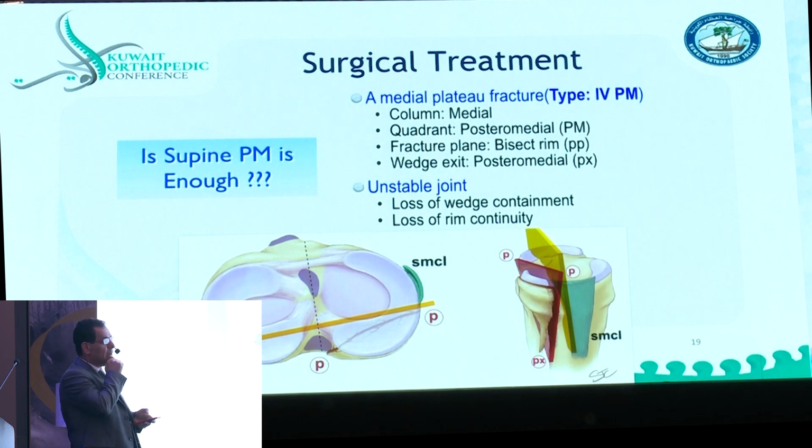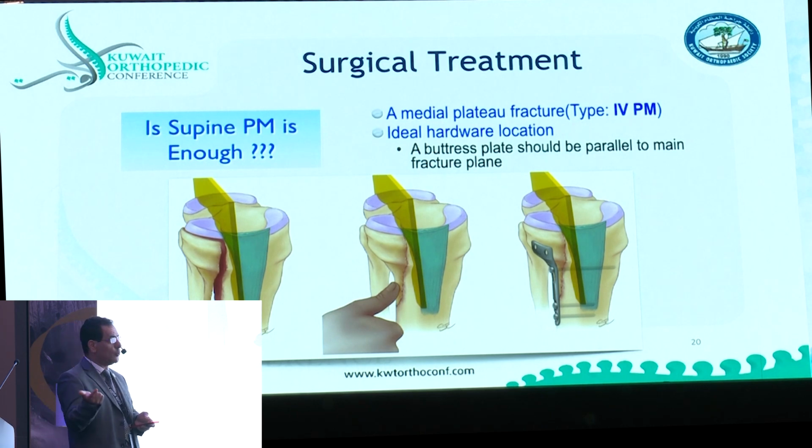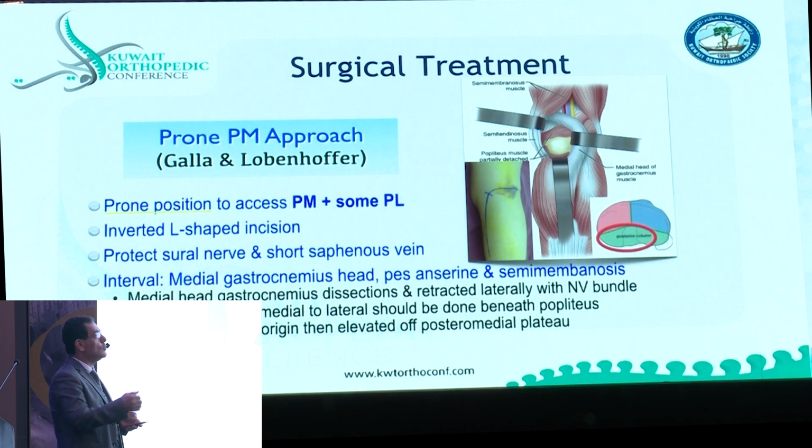In this fracture pattern, you have a posteromedial shearing fragment. In this fracture pattern, is supine position enough? No. In this situation, you need prone position, posterior approach, and you must buttress this fragment and apply the buttress plate. And this is what's called the prone posteromedial approach, modified by Galla and Lobenhoffer. Okay?